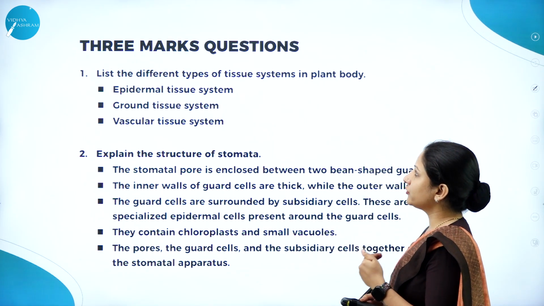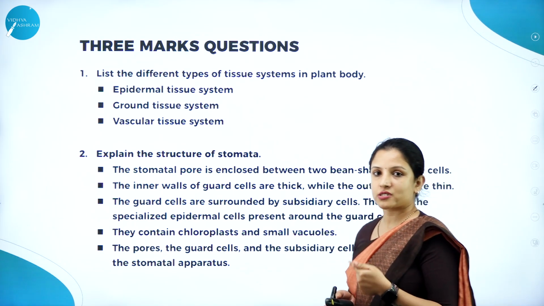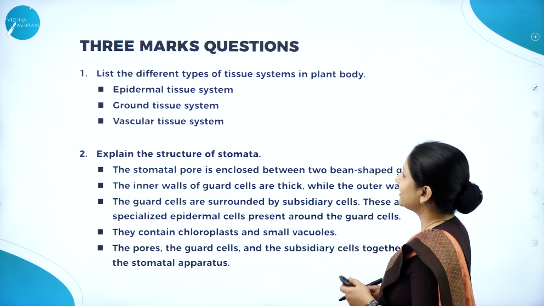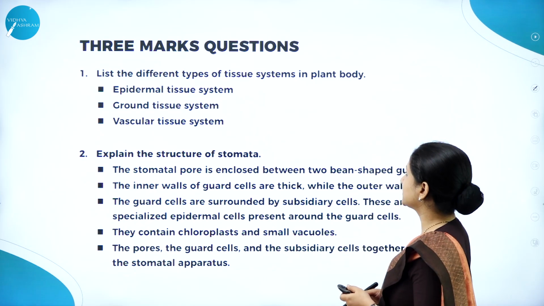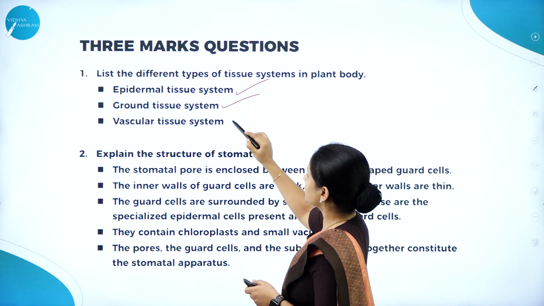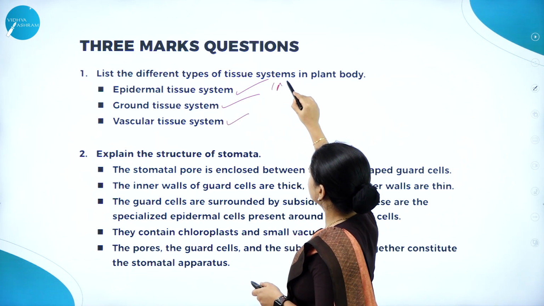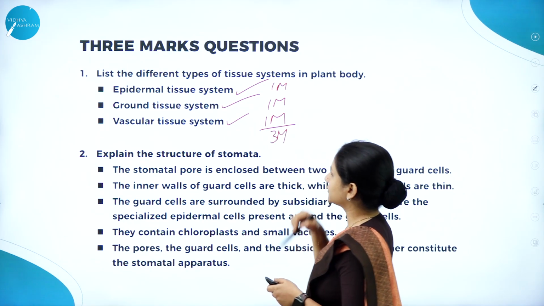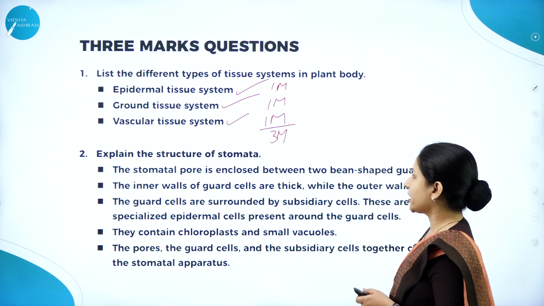Next, let's move on to the 3-mark questions. One 3-mark question will appear from this particular chapter. First question, list the different types of tissue systems in the plant body. They are the epidermal tissue system, ground tissue system, and vascular tissue system. All three together will give you 3 marks. You have to mention the 3 tissue systems.